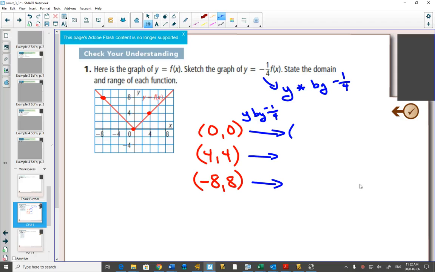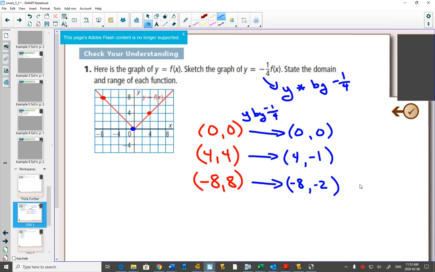So then all my x values are going to stay the same. They're still going to be 0, 4, and negative 8. But my y values could change. While 0 times negative 1/4 stays 0, 4 times the negative 1/4 is negative 1, and 8 times the negative 1/4 is negative 2. So on my new graph, I'm going to have 0, 0, negative 8, negative 2, and 4, negative 1.